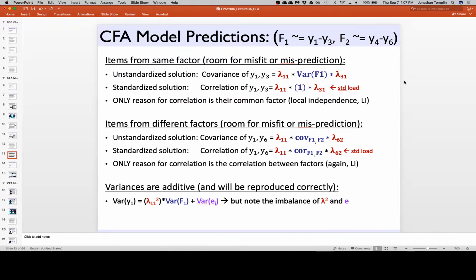And so the misfit might be attributed to the idea that one or more of the indicators might be related to the other factor. It could be, or it could be a factor that's not even on the instrument altogether.